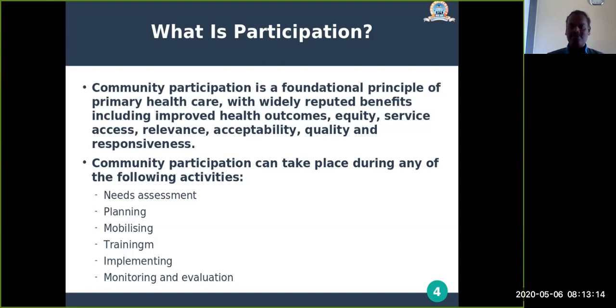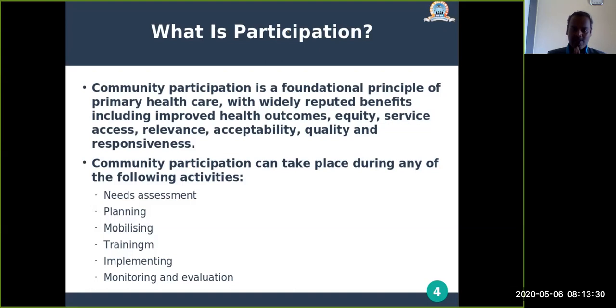These are all the perceived benefits already proved widely. So when you are encouraging community participation, these are all the expected benefits you are going to get through your programs.